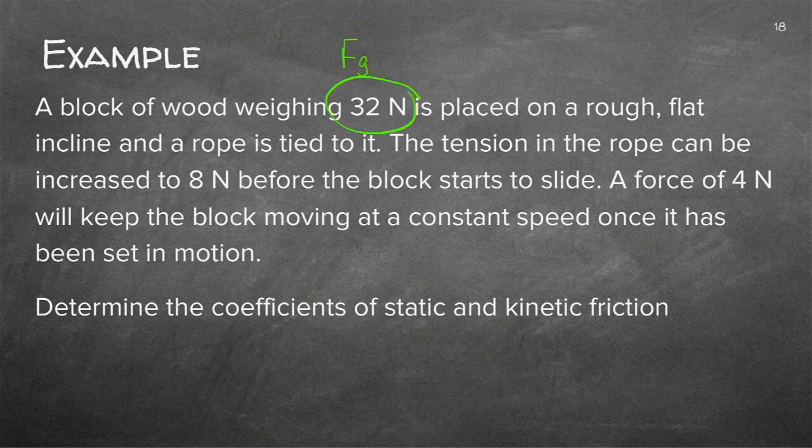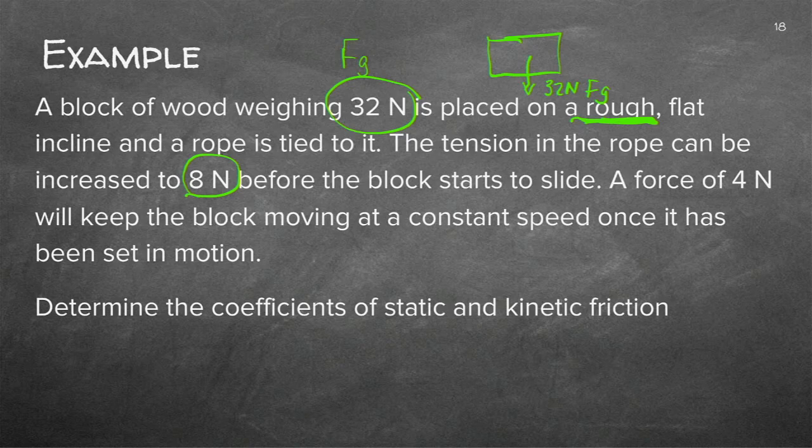Is placed on a rough, now, as soon as you see rough, you know there's going to be friction, flat incline and a rope is tied to it. The tension in the rope can be increased to 8. So what I have here is I've got a block. The weight of this block is 32 newton, and you know that's Fg.